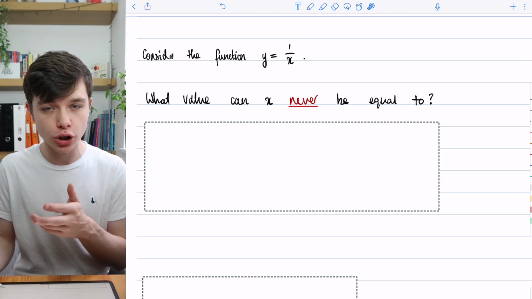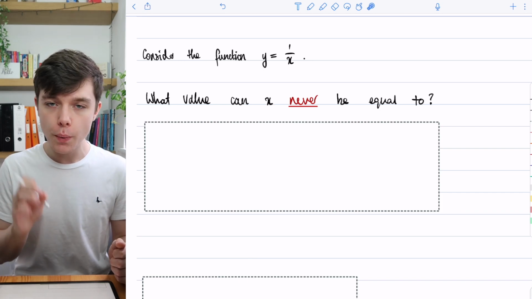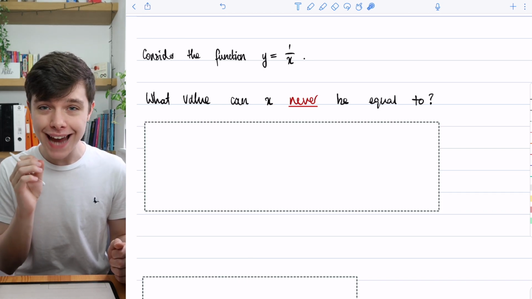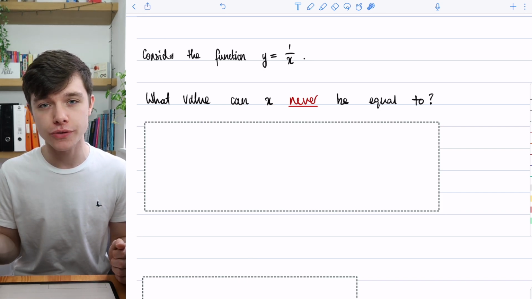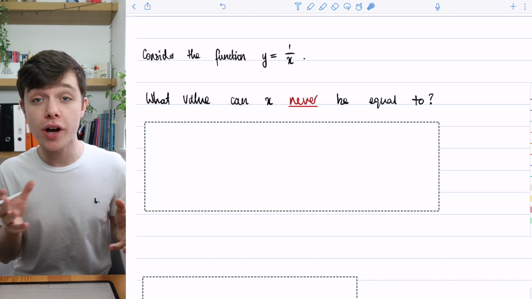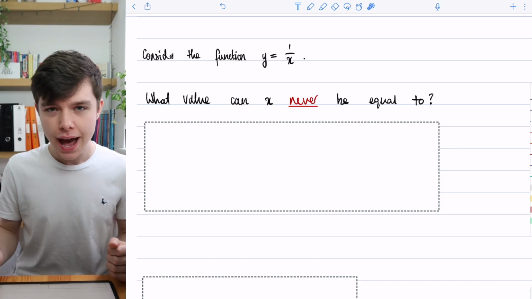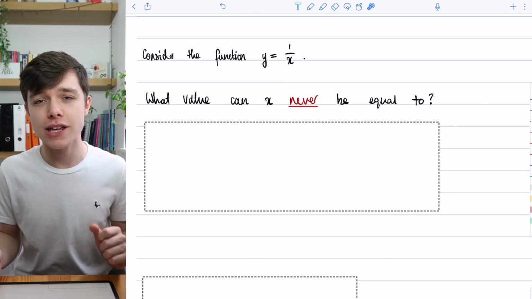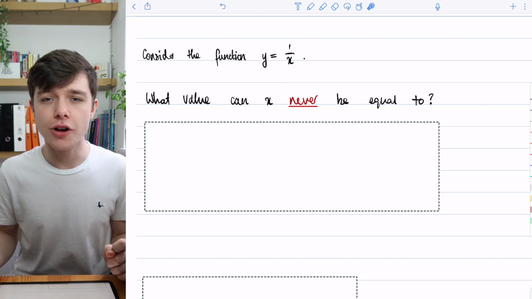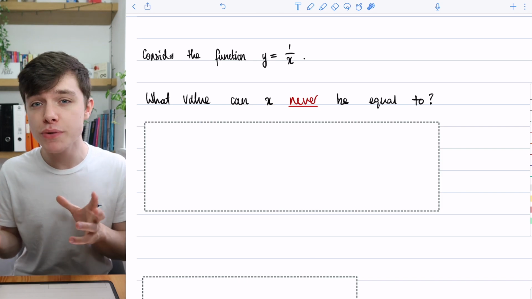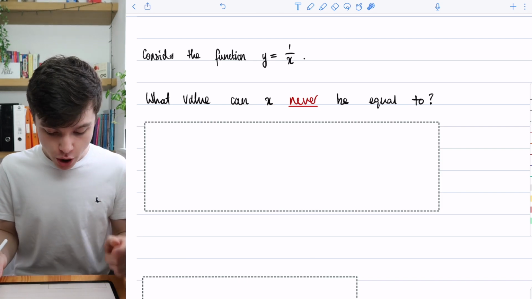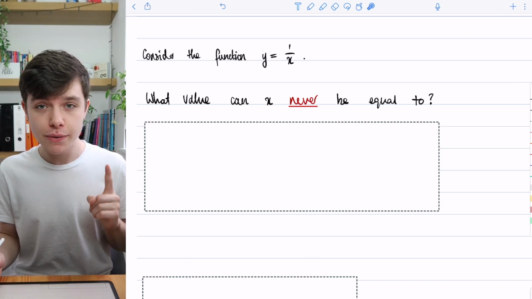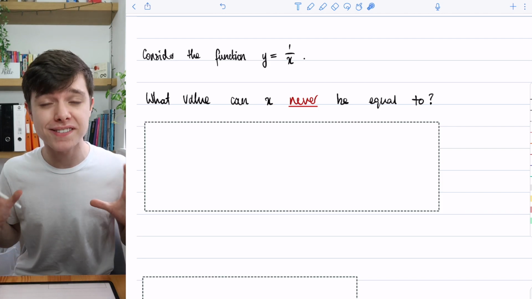Okay, it's the reciprocal of y is equal to x. We want to think, what value can x never be equal to? And that way we'll be able to work out the asymptotes, okay? And if you didn't have 1 over x, let's say you had maybe 1 over x squared, or a different function, it's the same process to work out asymptotes. We're going to first of all consider the value of x that just does not make sense.